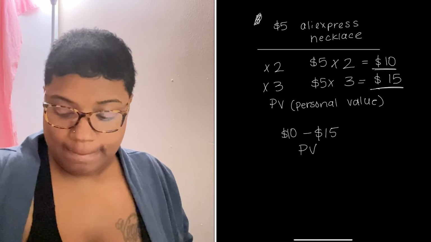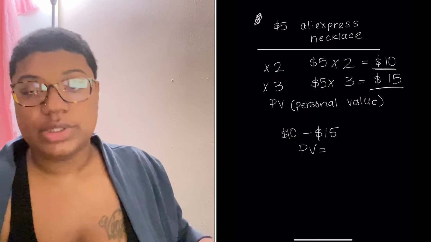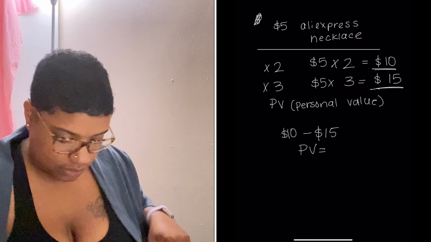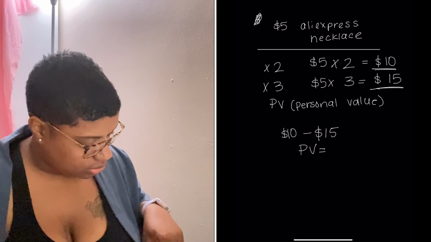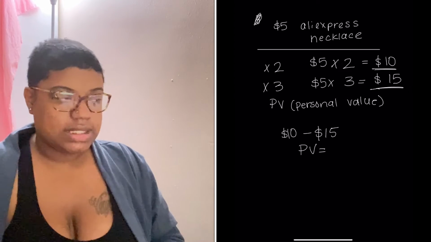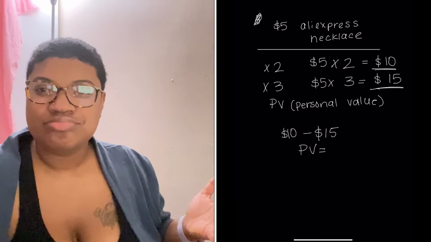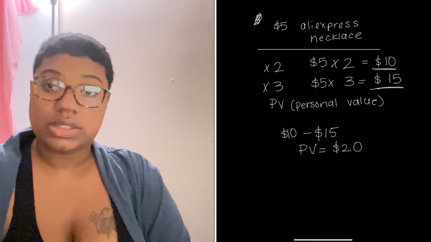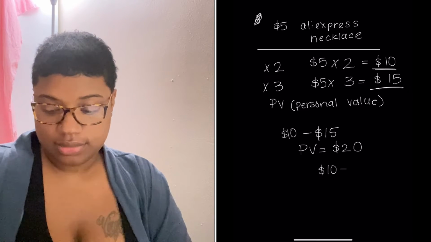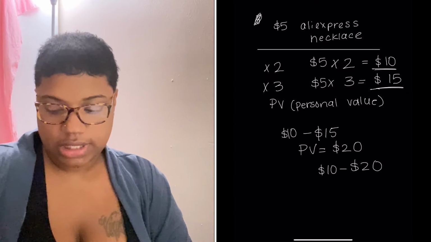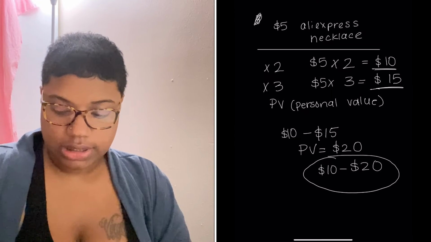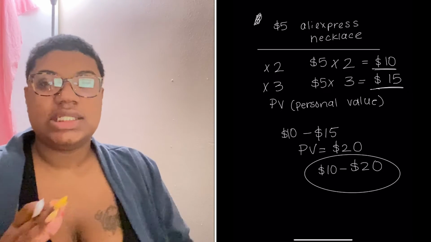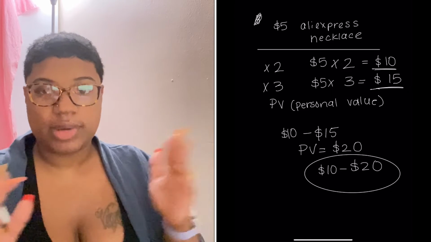Then my PV, depending on the quality of the necklace. I don't really have any necklaces on hand for an example. So let's just say the most I would pay would be $20. So now I have a range between $10 and $20, okay? So ultimately, this will be my price range. Now, that doesn't mean I have to pick 10 or 20. It's just anywhere between those prices.